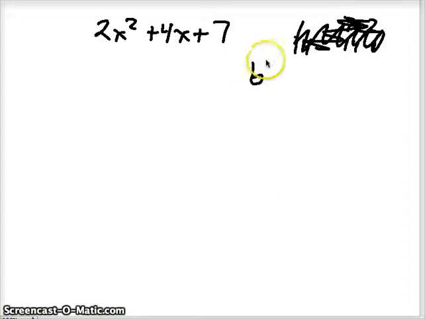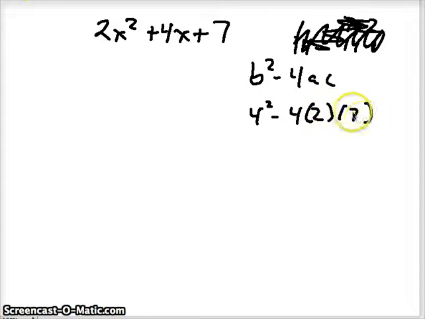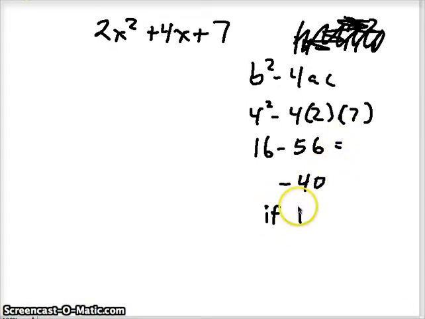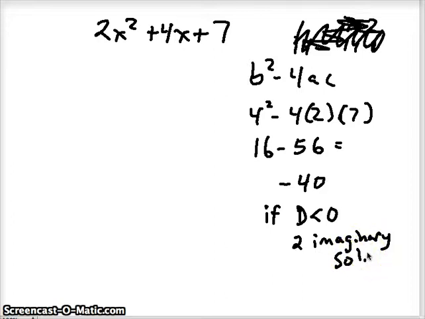Let's use our discriminant. b squared minus 4ac. So 4 squared minus 4 times 2 times 7. That's 16. That's 8 times 7. So 16 minus 56. That gives us negative 40. Well, our discriminant is negative. If the discriminant is less than 0, or negative, then we get 2 imaginary solutions. Well, let's see if that's true.